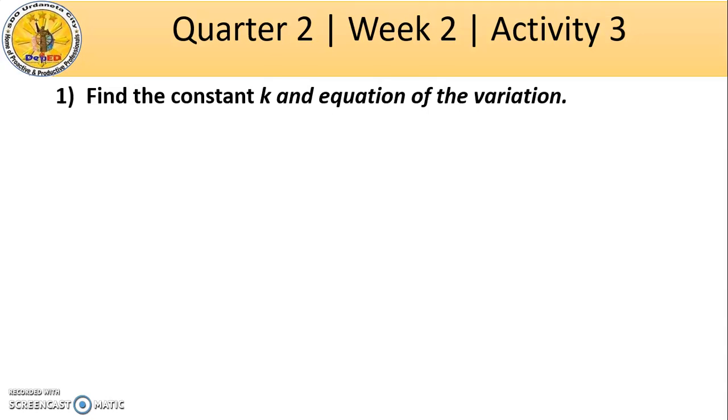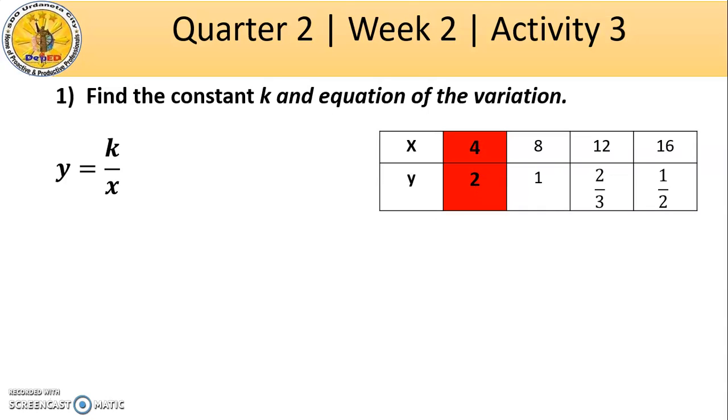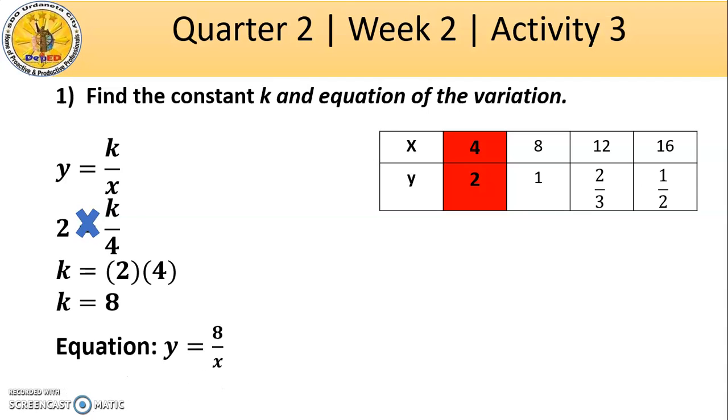So first, define the constant k and the equation of variation. We translate y varies inversely as x into y equals k over x. Then using the ordered pair, we now solve for k. So y becomes 2 and x becomes 4. Then we cross multiply. So we have k equals 2 times 4. So the value of k is equal to 8. And we have the equation y equals 8 over x.